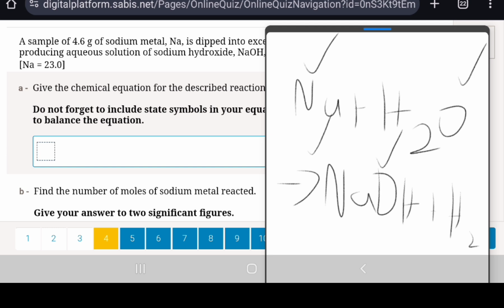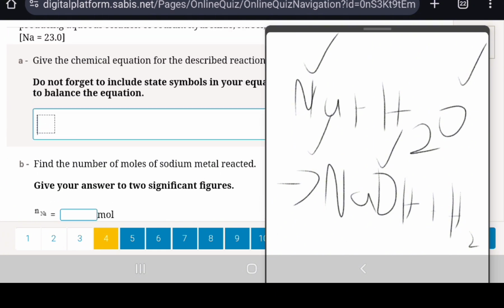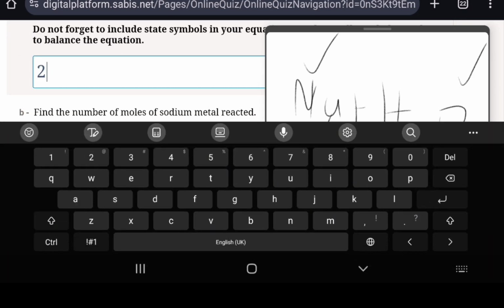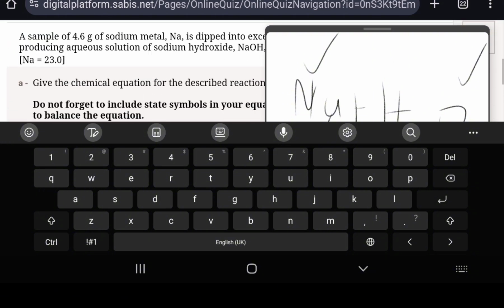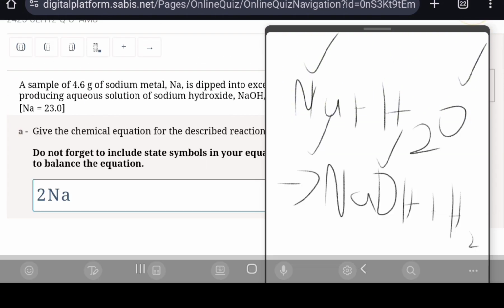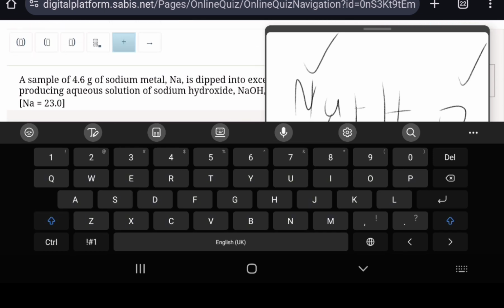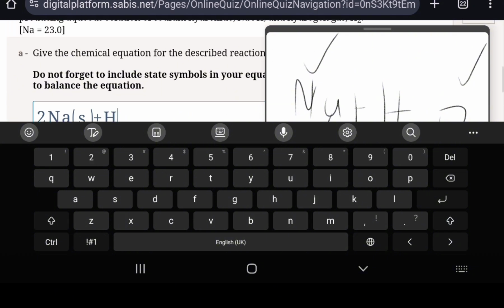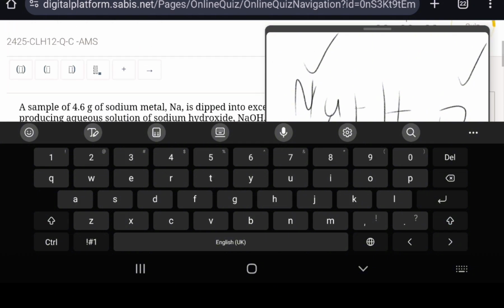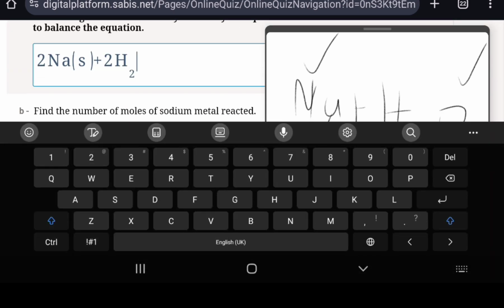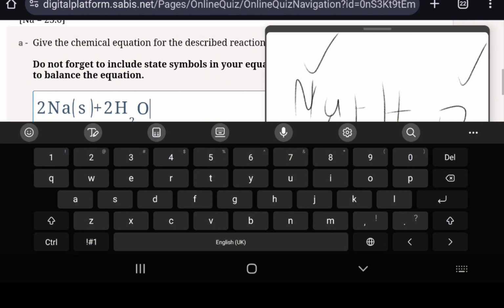So we need to multiply, wait a second. After some calculations you find out that the equation is 2Na, and don't forget to include the state symbols, because if you don't add the state symbols you lose marks. Solid because they said it's a metal dipped into excess water, which is H2O, 2H2O after you balance it. And H2O in this case is a liquid because they said water.